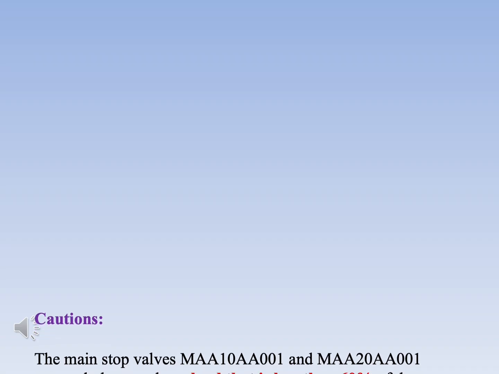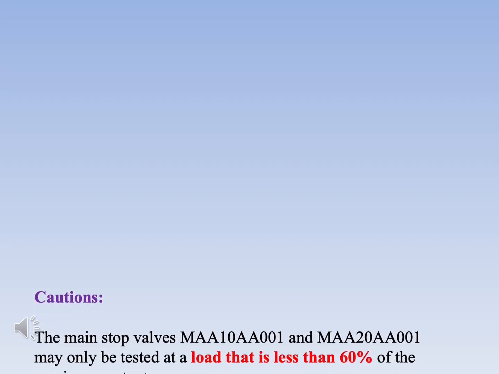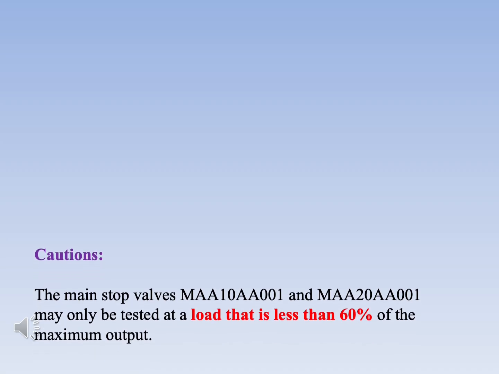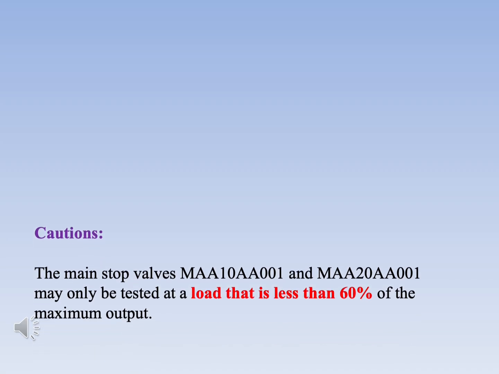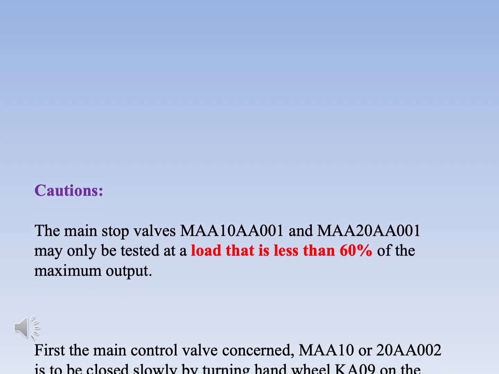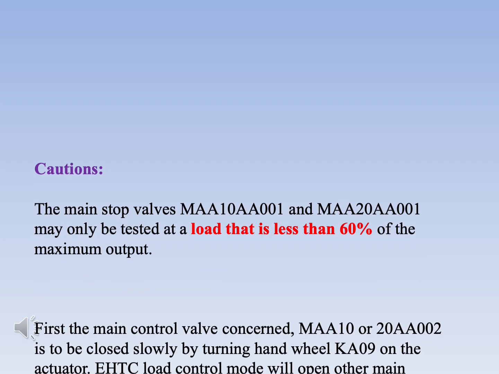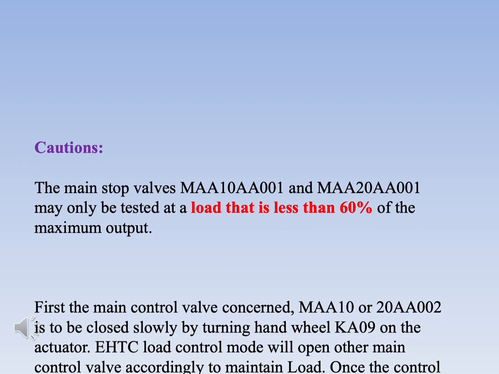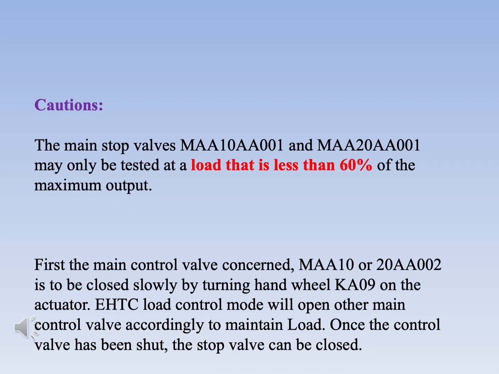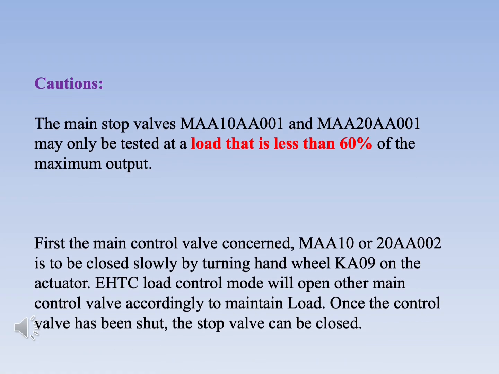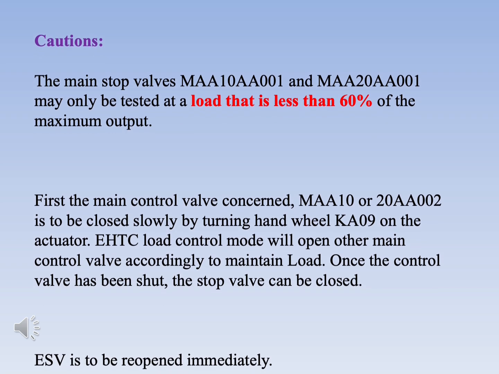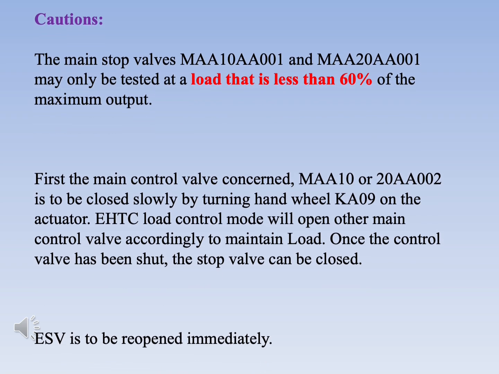Cautions: the main stop valves MAA10 AA001 and MAA20 AA001 may only be tested at a load that is less than 60% of the maximum output. First, the main control valve concerned, MAA10 or 20 AA002, is to be closed slowly by turning handwheel KA09 on the actuator.